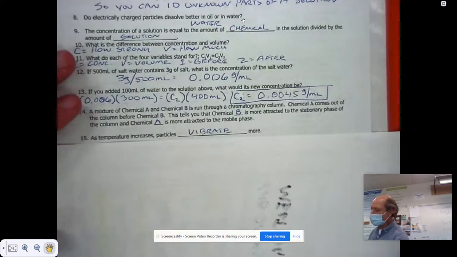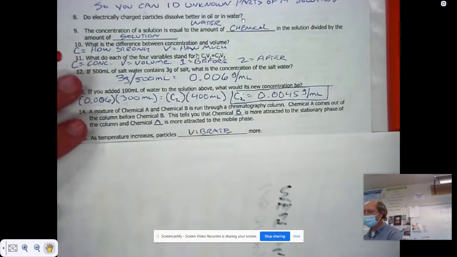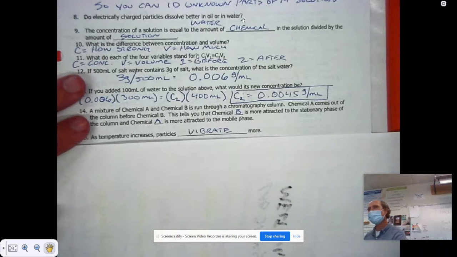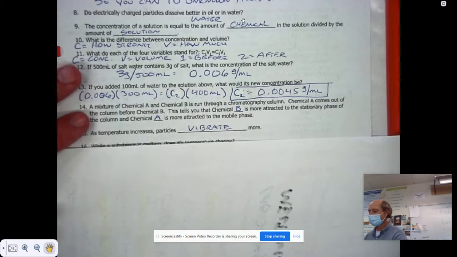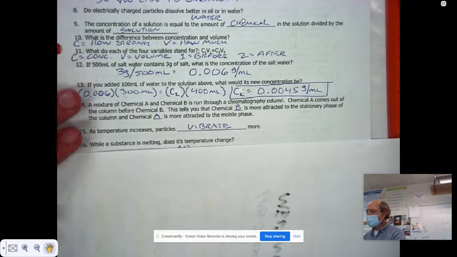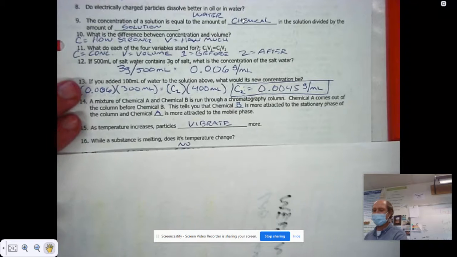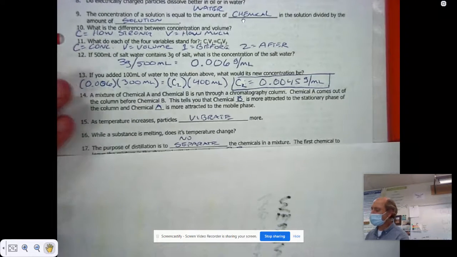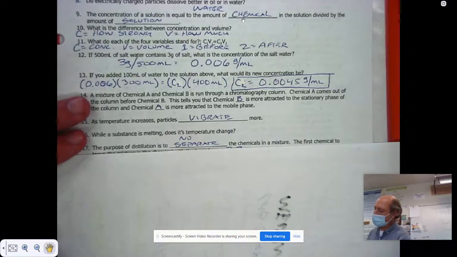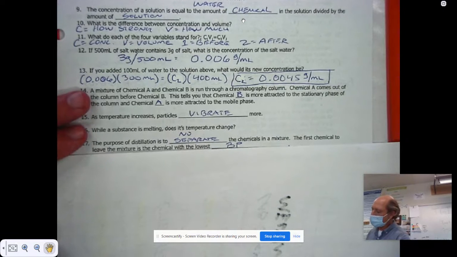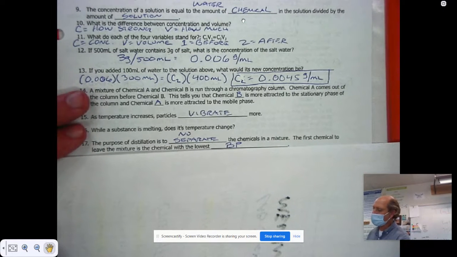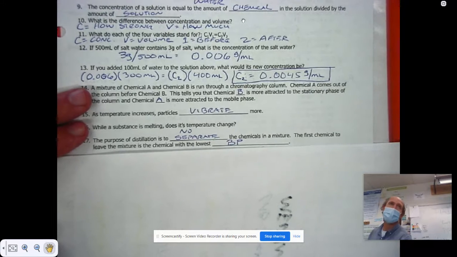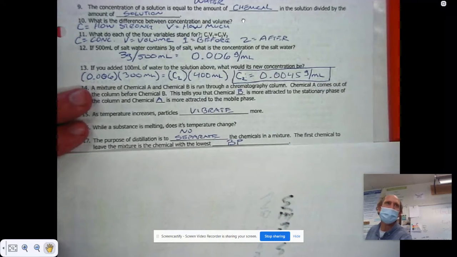As temperature increases, particles vibrate more. Any questions so far? When a substance is melting, its temperature does not change. The purpose of distillation is to separate the chemicals in a mixture. The first chemical to leave is the one with the lowest boiling point, or the weakest interparticle attractions is another way you could think of it.